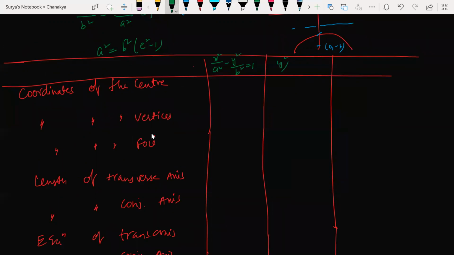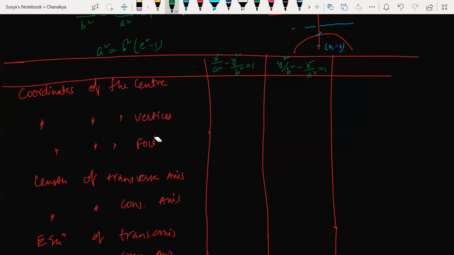Here y square by b square minus x square by a square. Guys, what is the difference between these two? Here x will be positive, here y will be positive. Look, that is the only difference. Everything is same, everything is going to be same. Now let us write one by one.